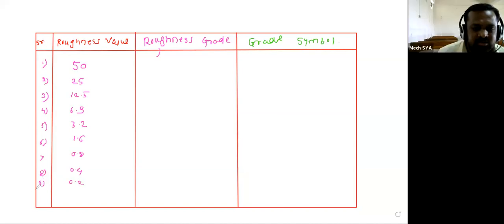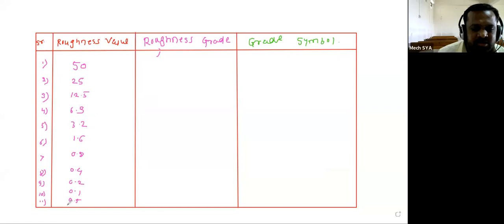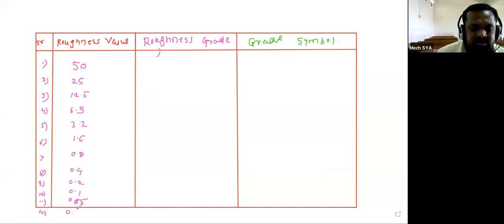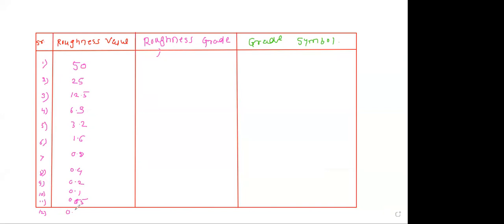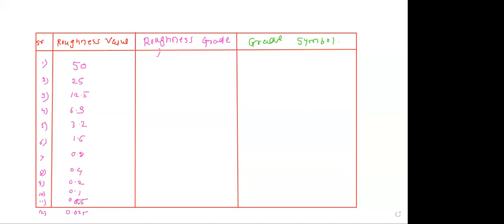Then next 0.2. Then next 0.1. Then next 0.05. Then next 0.025. It is correct. Yes, sir. Now see, these are our roughness values.